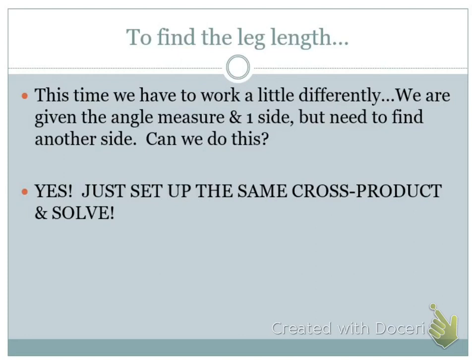All right, so now we are going to work on finding a leg length. So far, we've always been told the sides of a triangle. So it says this time we have to work a little differently. We are given the angle measure and one side, but need to find another side. Can we do this? Yes. Just set up the same cross product and solve. So it'll be the same type of equation. It's just going to be a little bit different in our calculation and how we use our calculator.